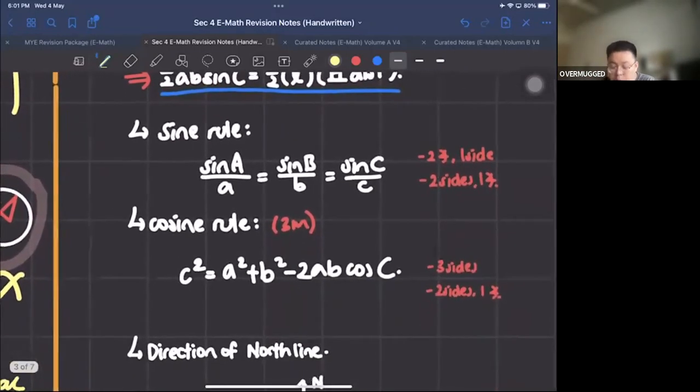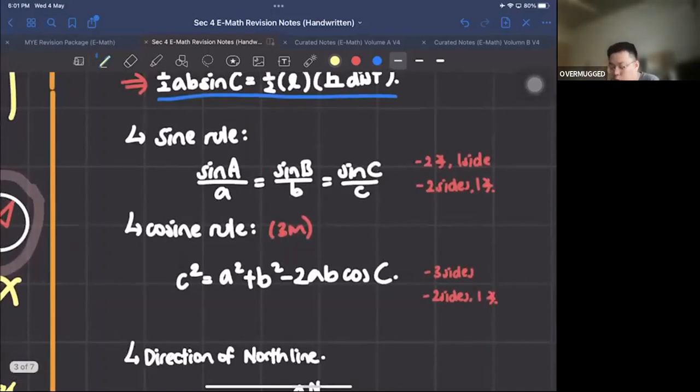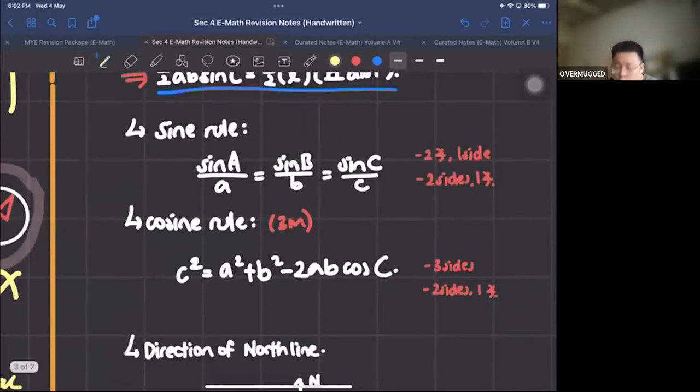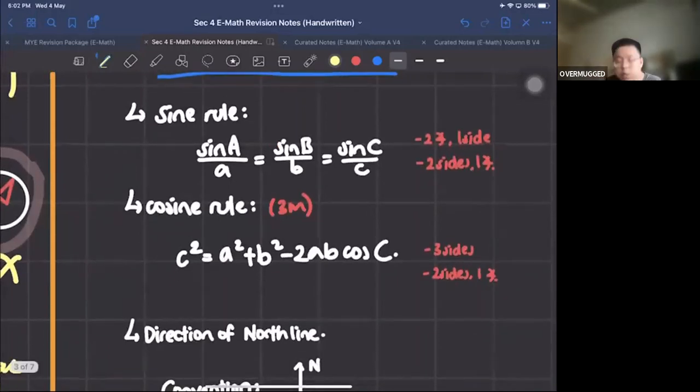Sine rule, cosine rule. For sine rule, the formula is given to you as well in the exams. There are two scenarios where you can use sine rule: when you're given two angles and one side, or two sides and one angle. For cosine rule, 3 marks. Why do I say 3 marks? Because 99.9% of the time, cosine rule questions are always 3 marks.